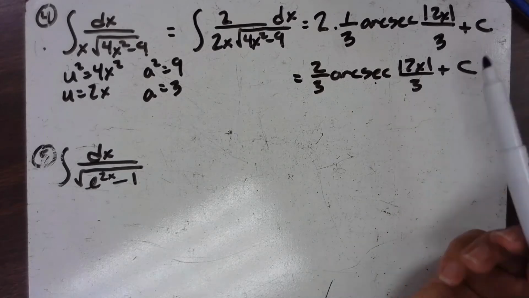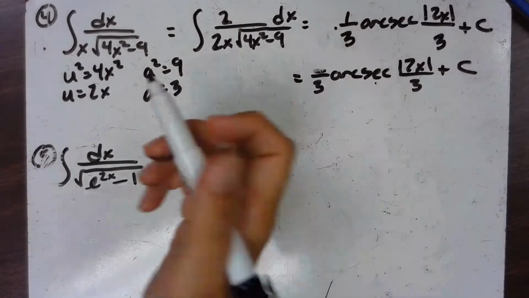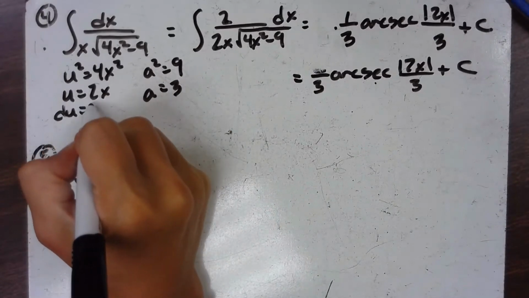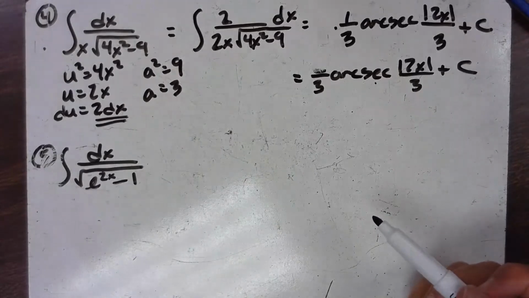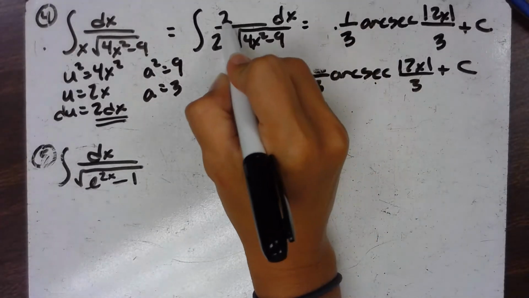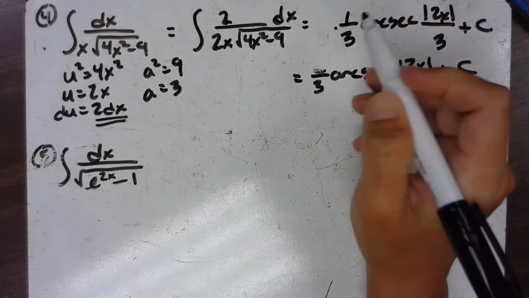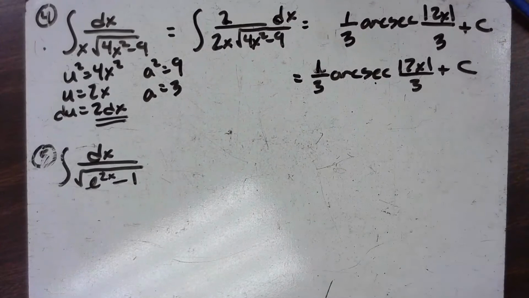However, I did forget something. Go back here because actually this 2 doesn't belong, and let me show you why. I forgot to do this right here. I have the 2 here. All right, so this is that du right there. So really, I don't need the 2. Sorry about that, and sorry about forgetting that right there. So really, this is my final answer.